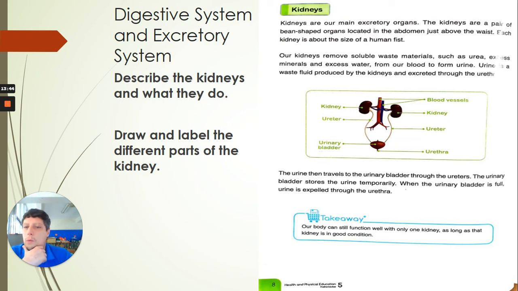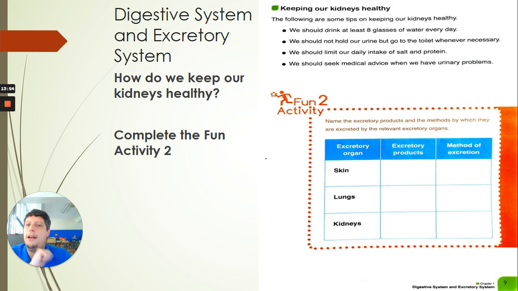First question, describe the kidneys and what they do. Second question, draw and label the different parts of the kidney. Third question, how do we keep our kidneys healthy? And finally, complete fun activity 2, which I've already told you the answers for. So extremely easy homework this week.